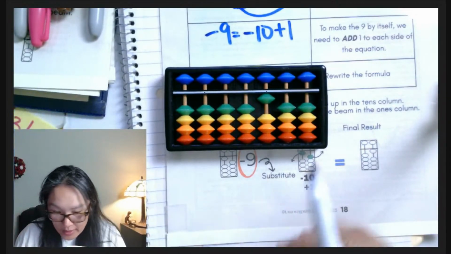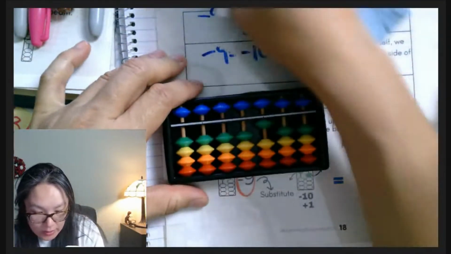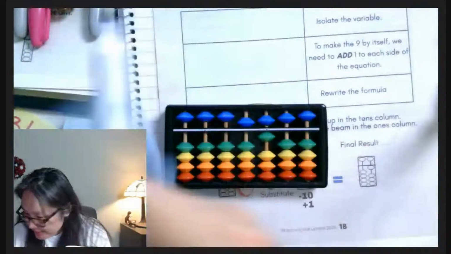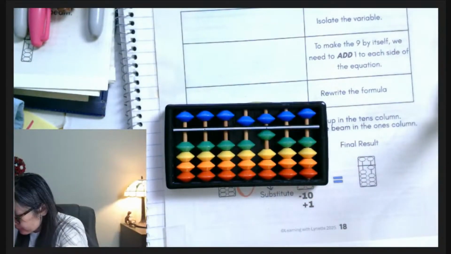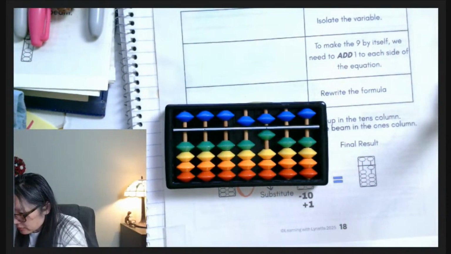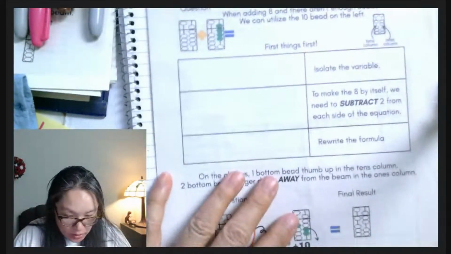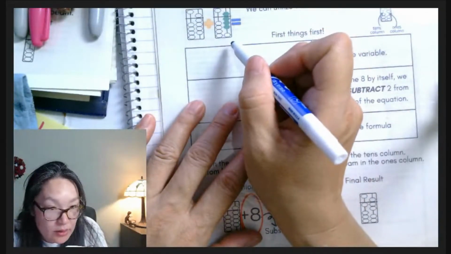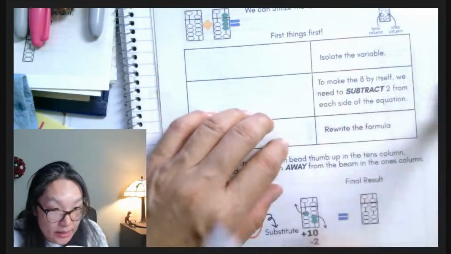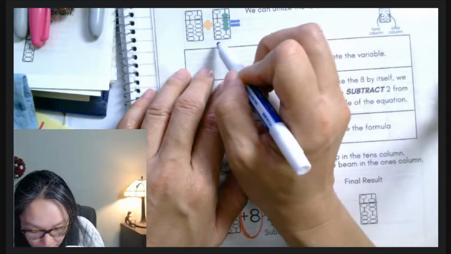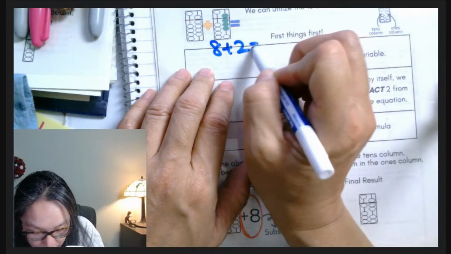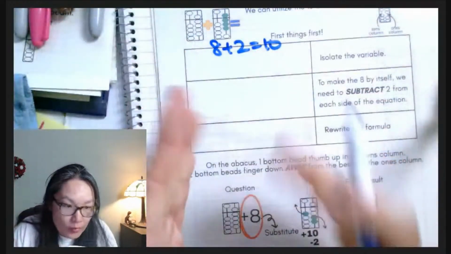There's more, right? What else is there? Well, there's the 8, and 7, and then 6. So we can do 8. 8's the same thing. So we can do 8: 8 plus 2 equals 10. There's a whole formula.